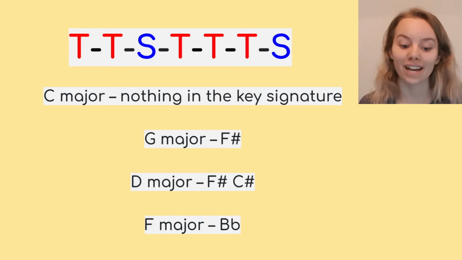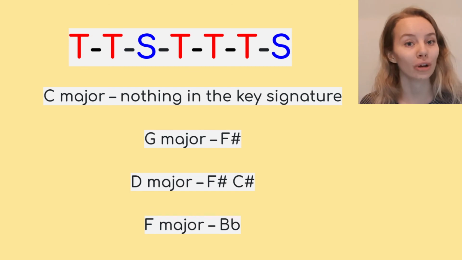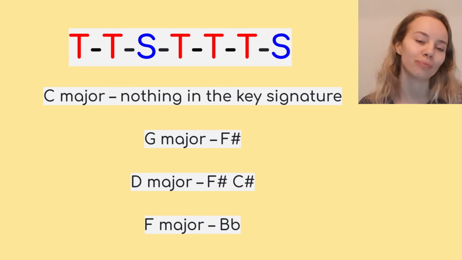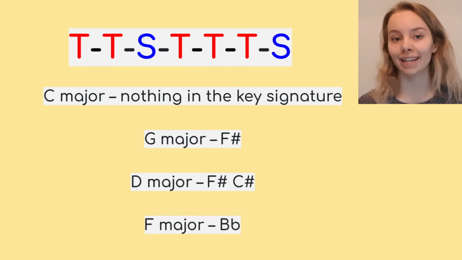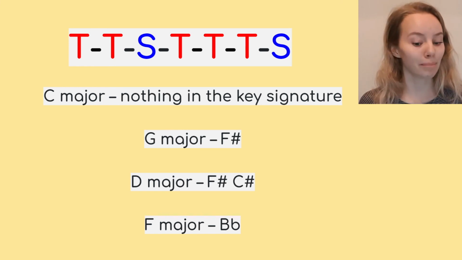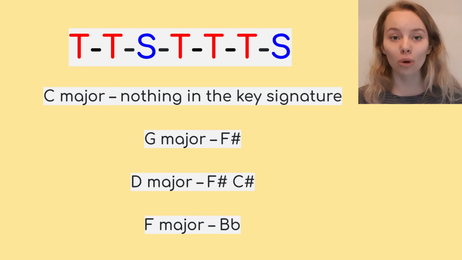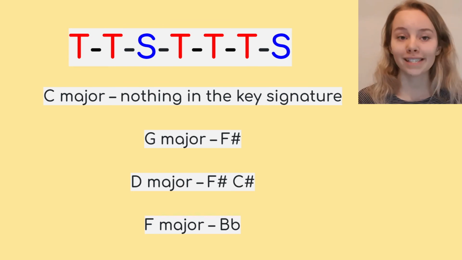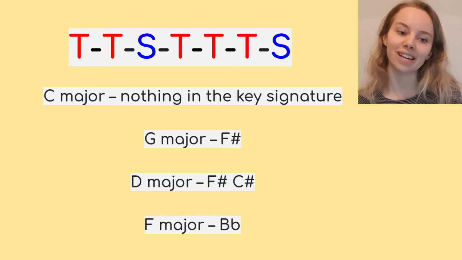So what have we learned from this session? We've learned that all we need to know is that pattern. Tone, tone, semitone, tone, tone, tone, semitone. Know that pattern and you can work out any major scale. Today we looked at C major, which had nothing in the key signature. We only had white notes. Nice and simple. We started on C, we ended on C.